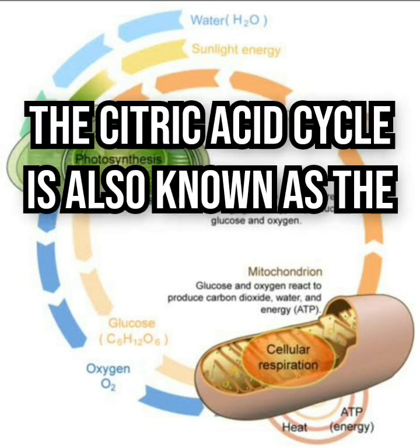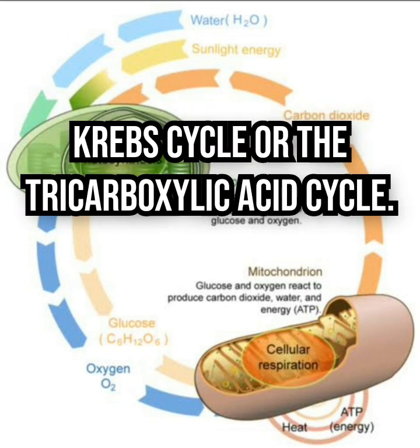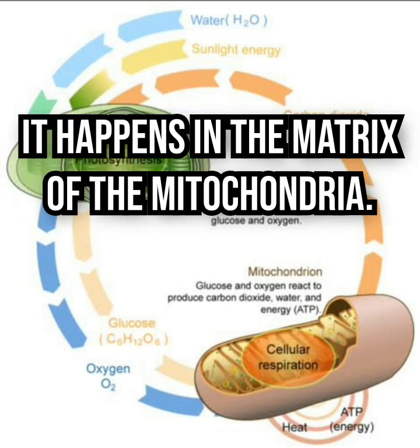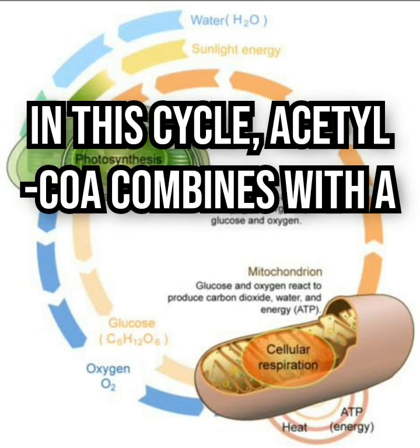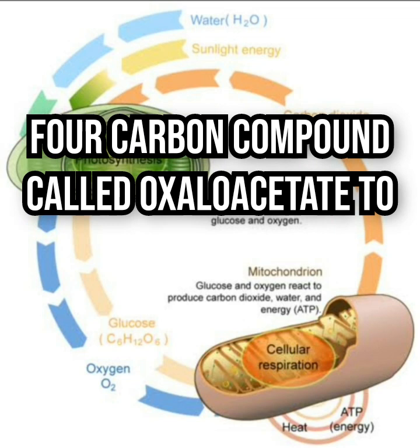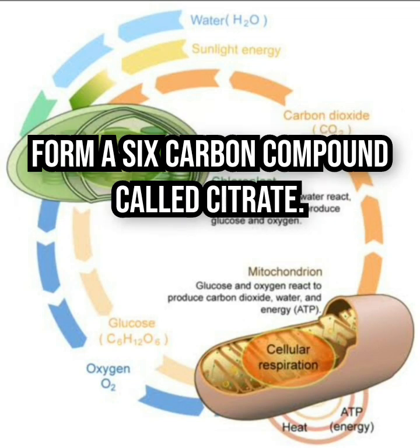The citric acid cycle is also known as the Krebs cycle or the tricarboxylic acid cycle. It happens in the matrix of the mitochondria. In this cycle, acetyl-CoA combines with a 4-carbon compound called oxaloacetate to form a 6-carbon compound called citrate.